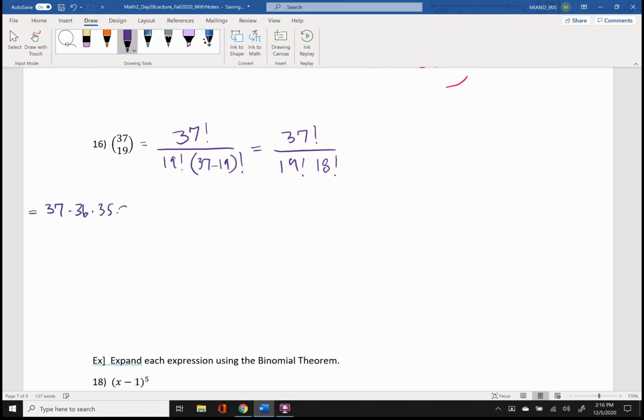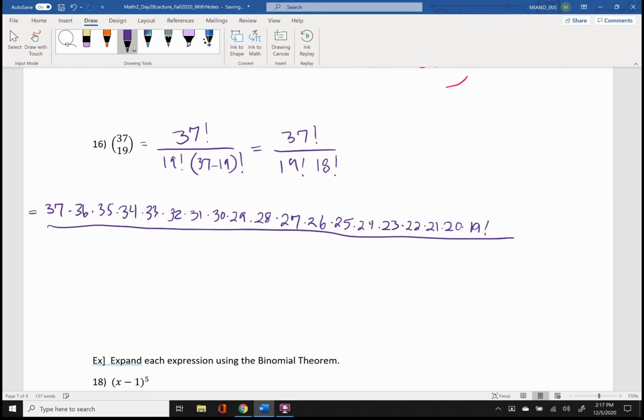and just iterate it down. 32, 31, 30, 29, 28. I know, it's crazy. Why am I doing this? This is how it's done by hand. 26, 25, 24, 23, 22, 21, 20, 19 factorial, and leave it there. Okay. So that's the numerator appropriately expanded.